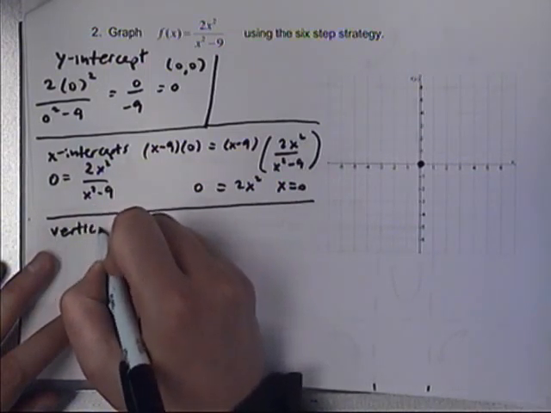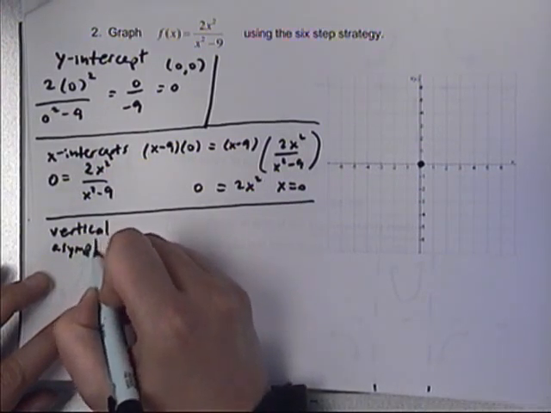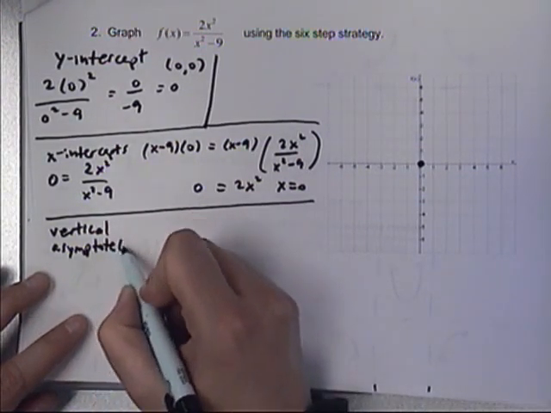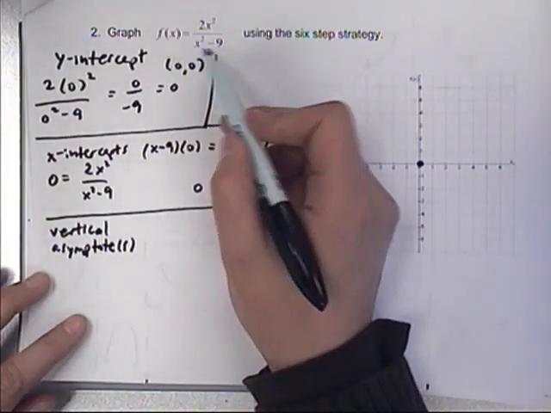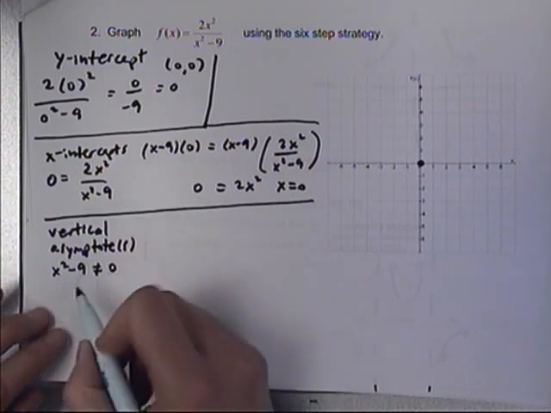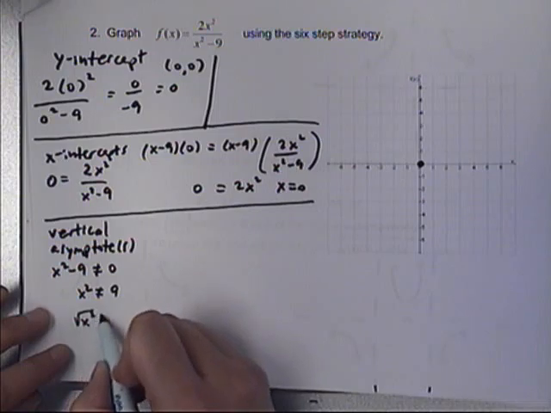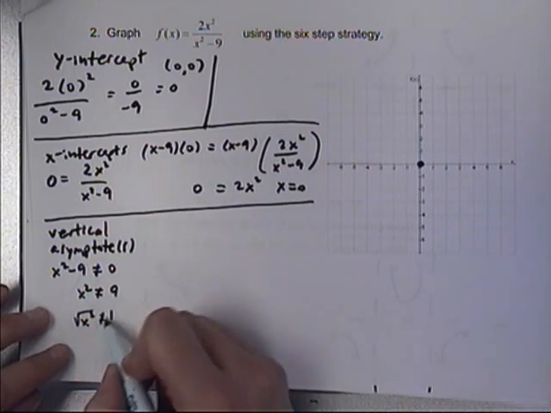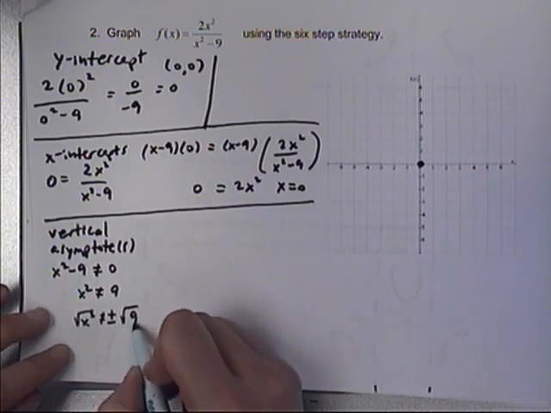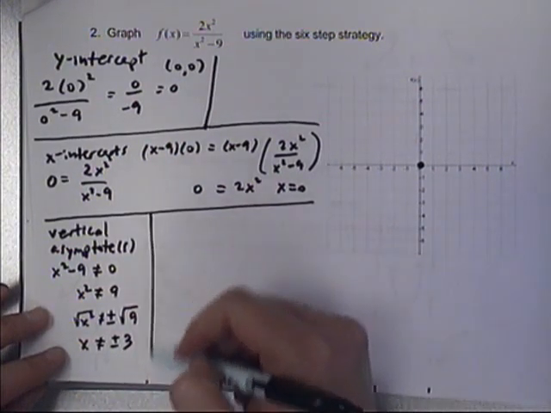All right, step 3 is finding any vertical asymptotes that we have. Remember, we could have 2. We do that by looking at the denominator and saying, hey, denominators of fractions cannot be equal to 0. Solving this by adding 9 to both sides and then taking the square root of both sides, don't forget your plus or minus here, gives you 2 vertical asymptotes, one at +3 and one at -3.